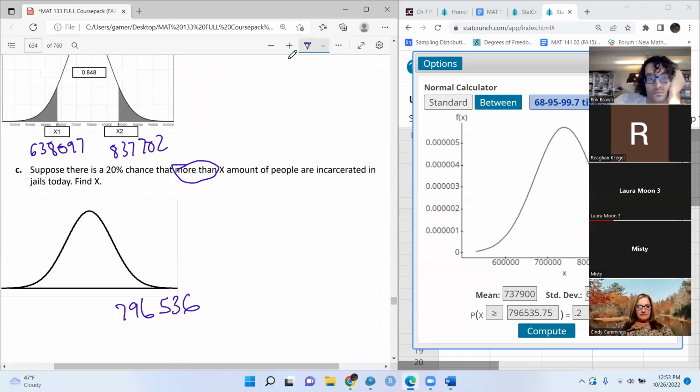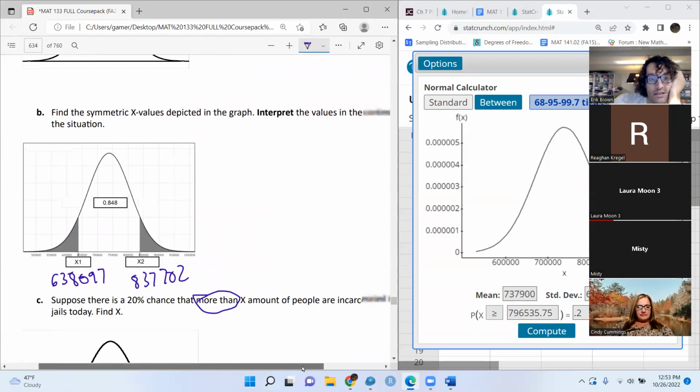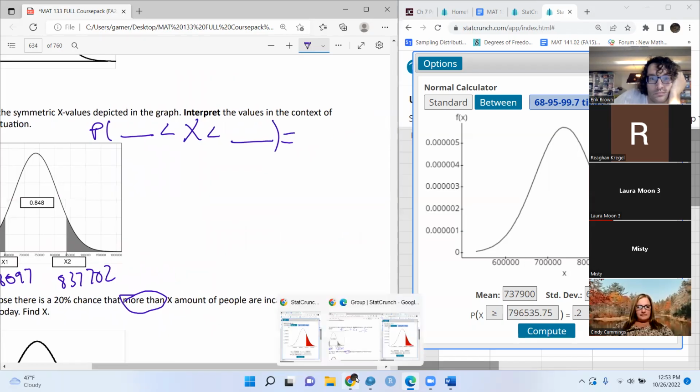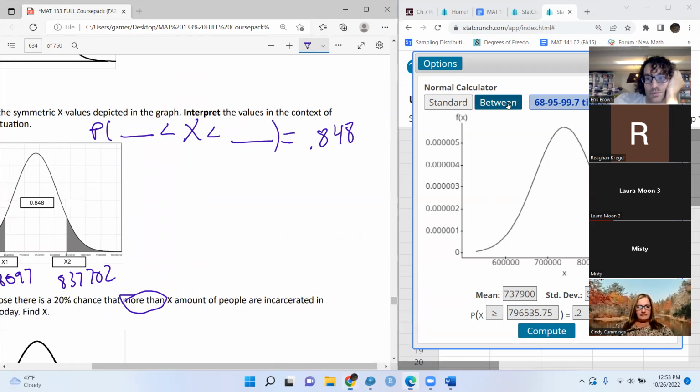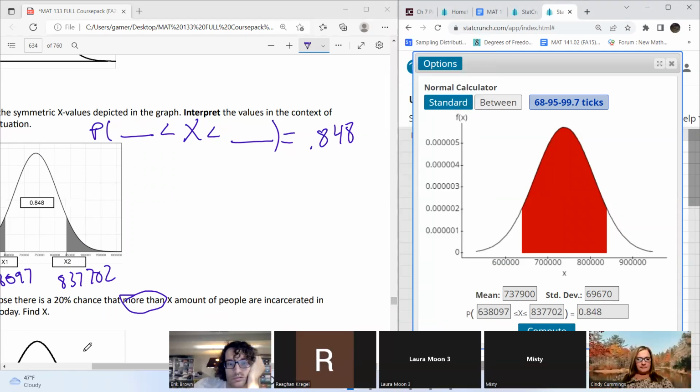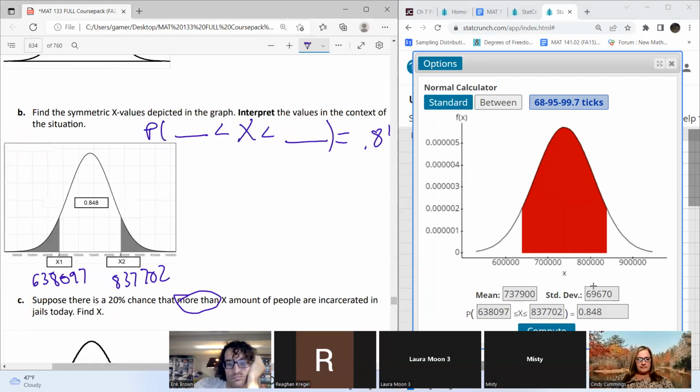Can you go over how you did B, please? B says the symmetric middle. So if I were to write it symbolically, we'd be doing this sort of thing. What I did is I went to the between. I put in my 0.848 and clicked compute, and out it spat that. Does that make sense? Yeah, I started to try and find the gray area and 1 minus whatever, but that just doesn't matter. You could have done that. What'd you get? 0.152, and then divided by 2 for each of them. Nice.